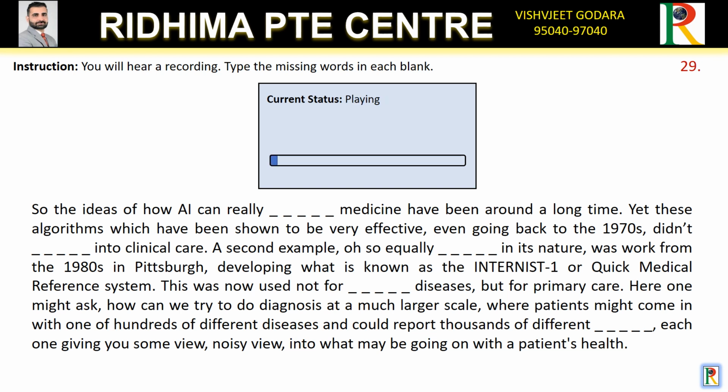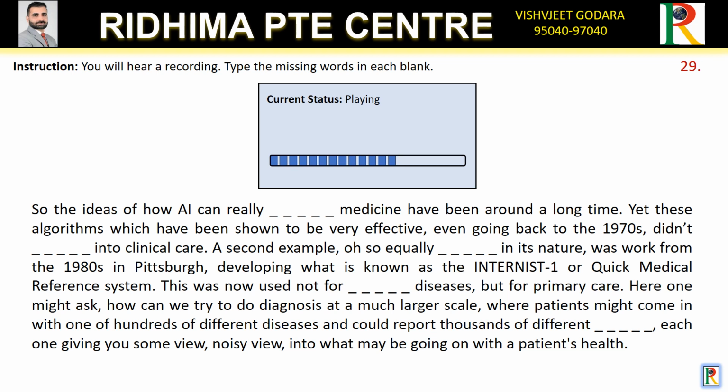So the ideas of how AI can really impact medicine have been around a long time, yet these algorithms, which have been shown to be very effective, even going back to the 1970s, didn't translate into clinical care. A second example, equally impressive in its nature, was work from the 1980s in Pittsburgh, developing what's known as the Internist-1, or Quick Medical Reference System. This was used not for infectious diseases, but for primary care.